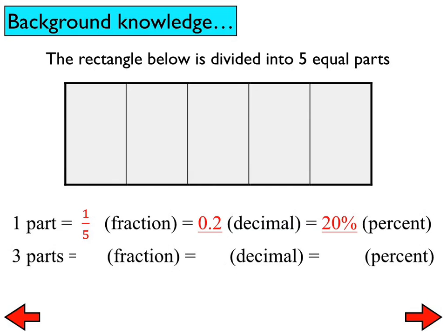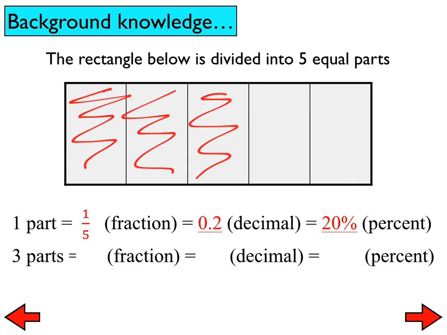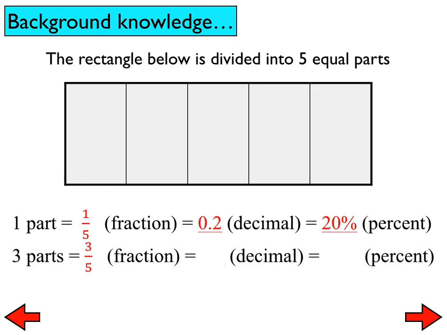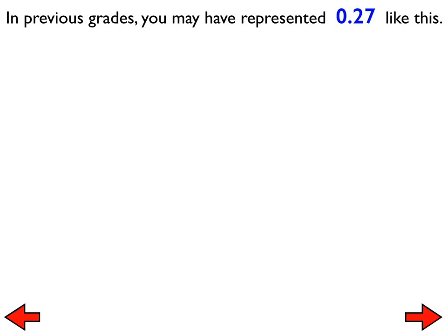If I shade in 3 parts of that rectangle, in other words, that one and that one and that one, as a fraction, that of course is 3/5. What is that as a decimal? 0.6. 0.6. And what is that as a percent? 60%. 60%. And these are all values that are equivalent to each other. 60% is equivalent to 0.6, which is also equivalent to 3/5. So that's, when I say background knowledge, we're talking about something that you learned or you should have learned in the past.